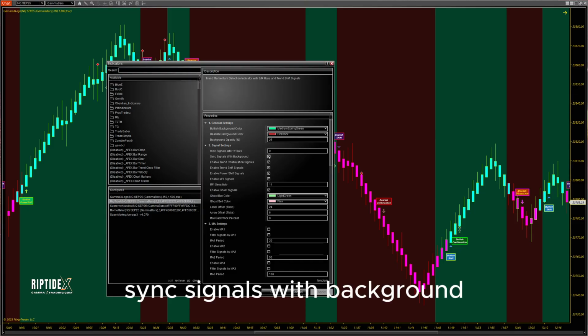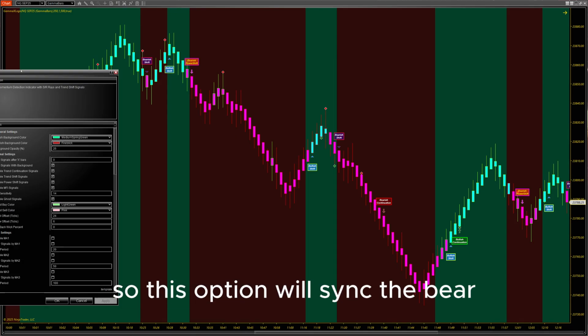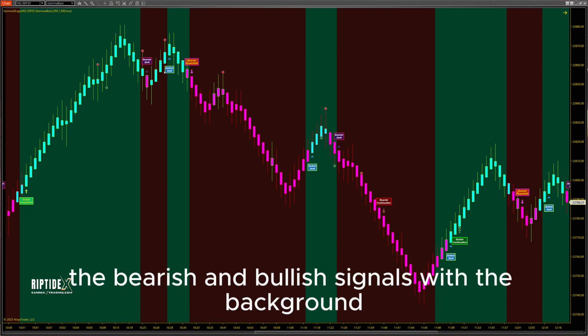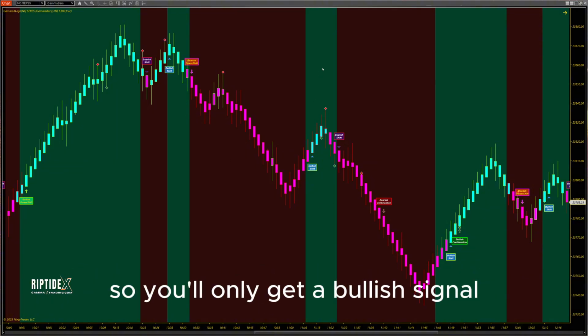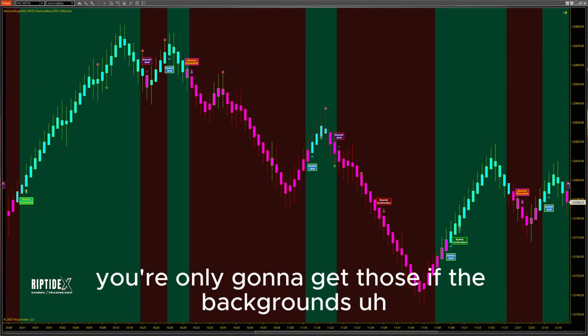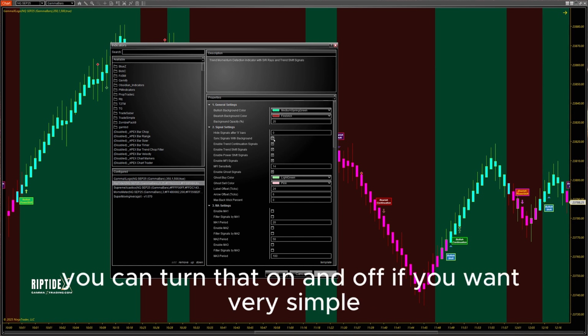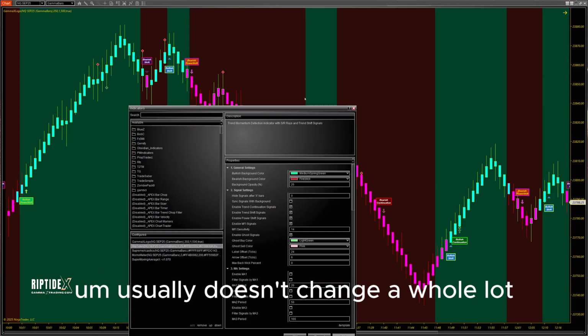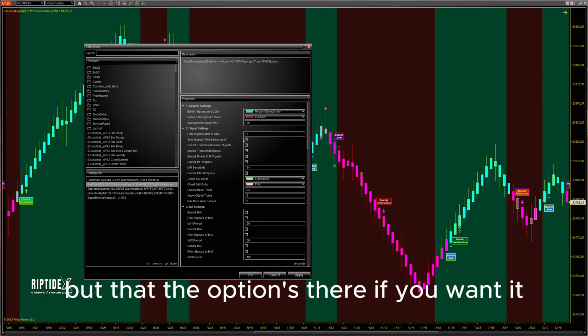Sync signals with background. So this option will sync the bearish and bullish signals with the background. So you'll only get a bullish signal if the background's also green to agree with it. And same thing with the bearish. You're only going to get those if the background agrees with it. You can turn that on and off if you want. Very simple. Usually doesn't change a whole lot, but the option's there if you want it.